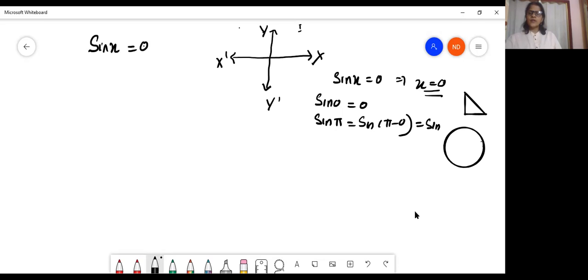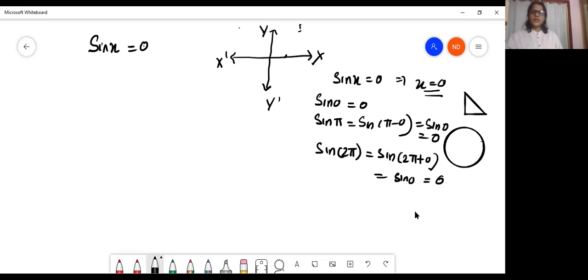So you are getting sin 0 equals 0. Now if I write sin 2 pi, this is also sin of 2 pi minus 0 or plus 0, whatever you want to write, it is the same thing. So it is sin 0, which means you are getting 0. What I mean to convey here is, you are starting from theta equal to 0, or angle equal to 0. So sin 0 is 0, sin pi is 0. Again, these are the two positions on the x-axis where the sine function is 0.